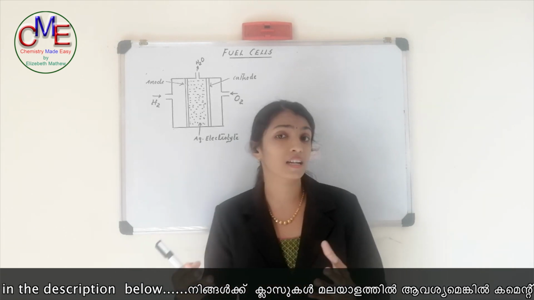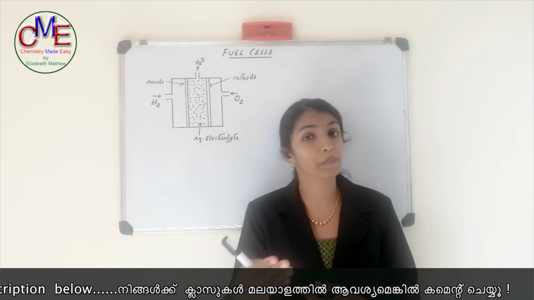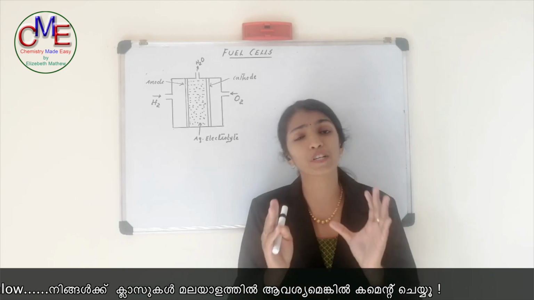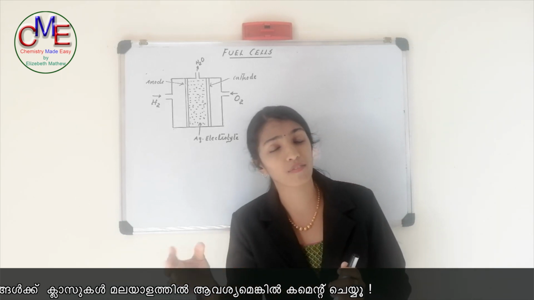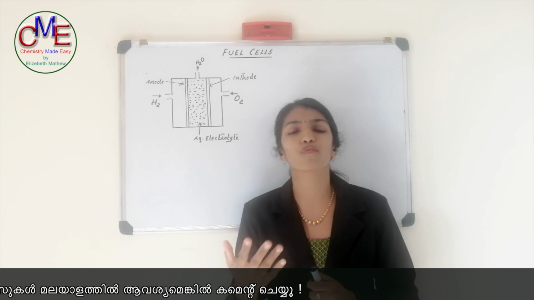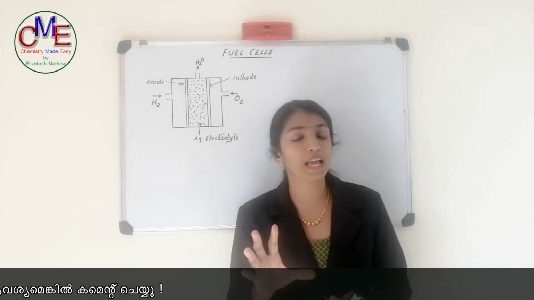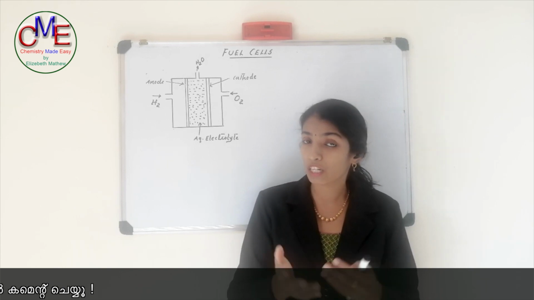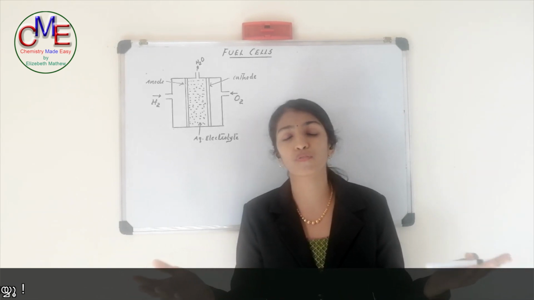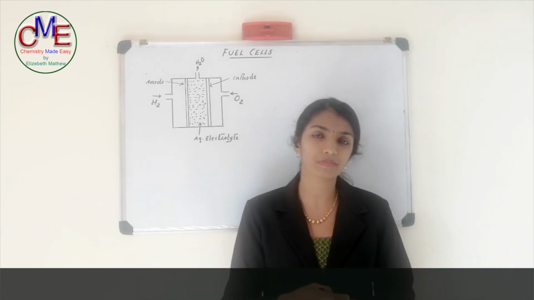But here there are some drawbacks, some limitations. What are they? The efficiency of a thermal power plant is very, very low. It is almost 40%. And the other problem is that it is not environment friendly. It produces so much environmental pollution.